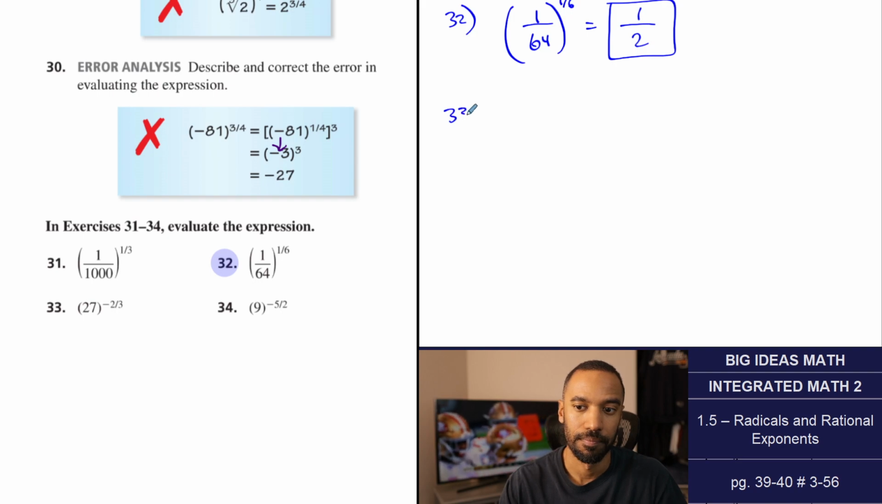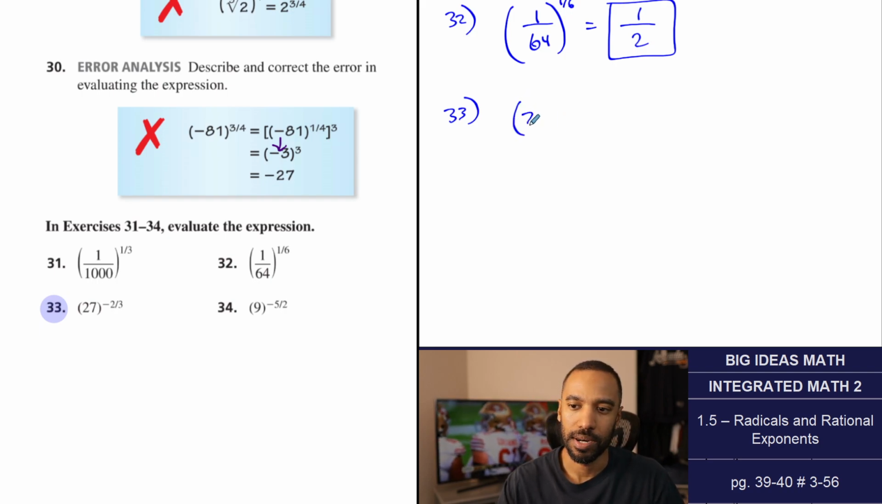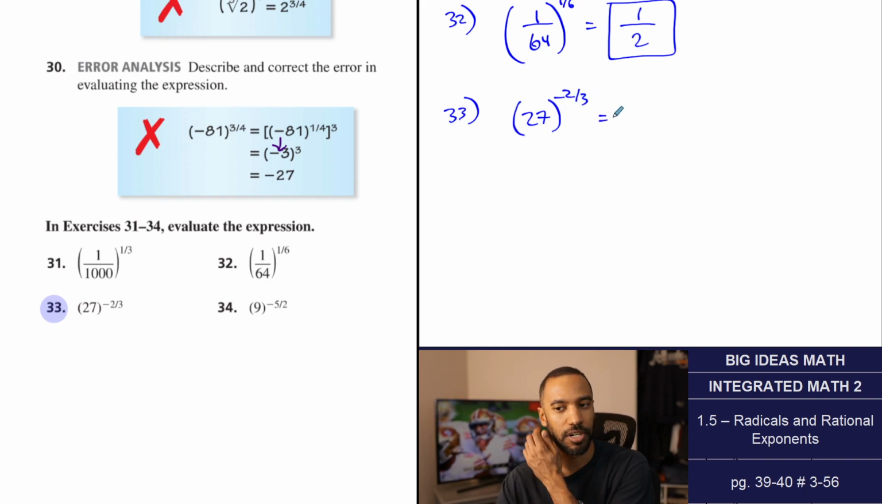And inversely, 1/2 to the 6th power is 1 over 64. Number 33, we have 27 to the negative 2/3 power. So there are a couple things involved here.